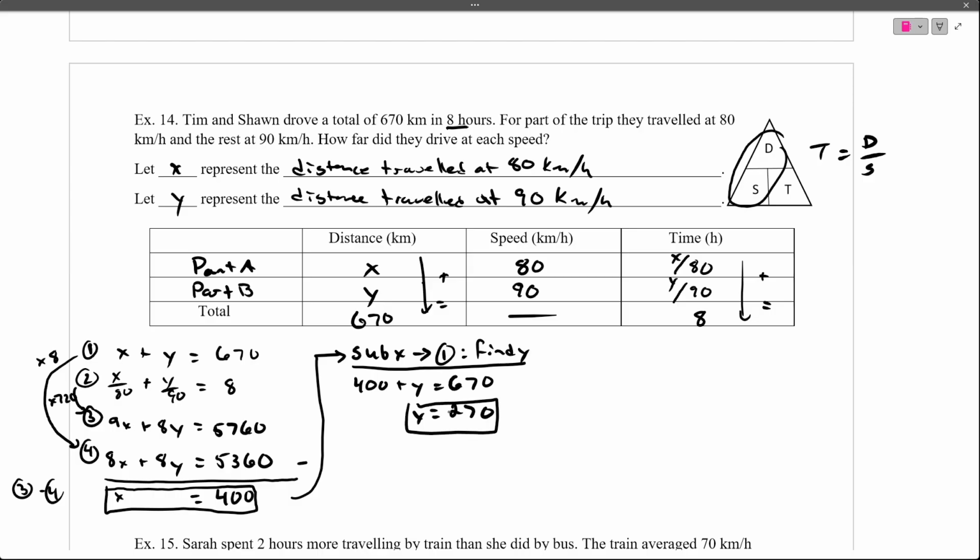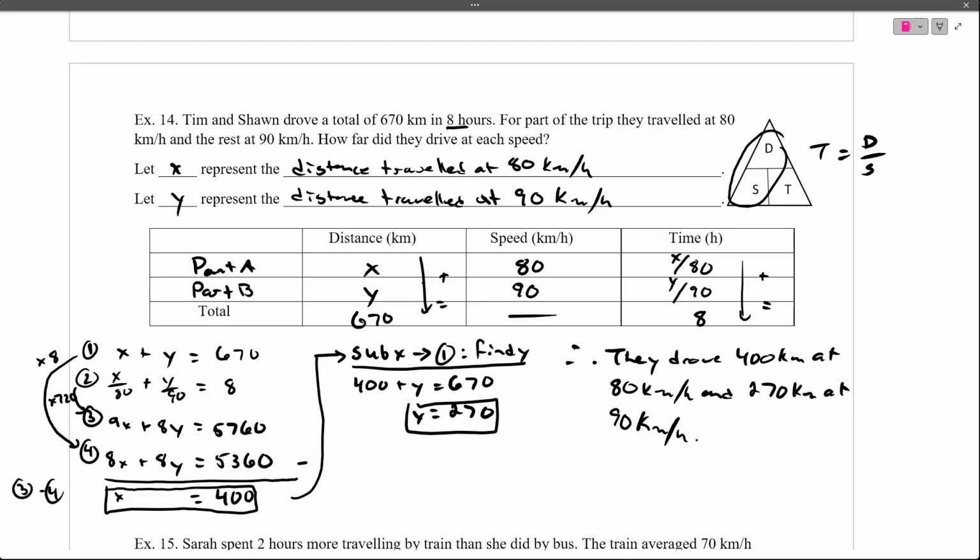So what did we find? We found that in part A, the distance traveled at 80 kilometers per hour was 400 kilometers. And in part B, the distance traveled at 90 kilometers per hour was 270 kilometers. So therefore, they drove 400 kilometers at 80 kilometers per hour and 270 kilometers at 90 kilometers per hour.